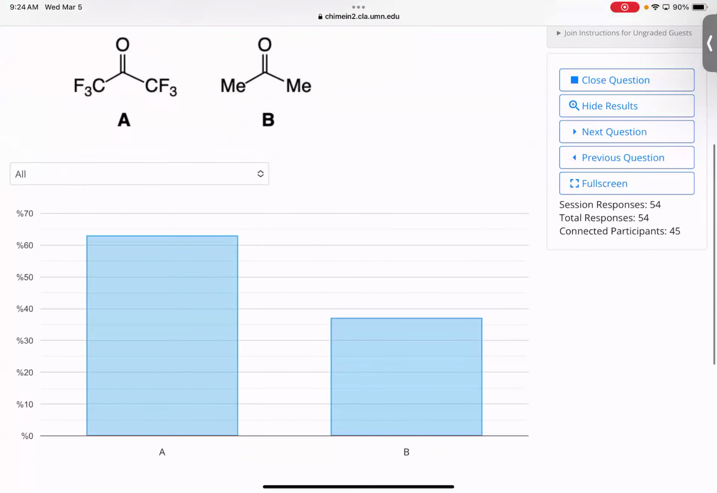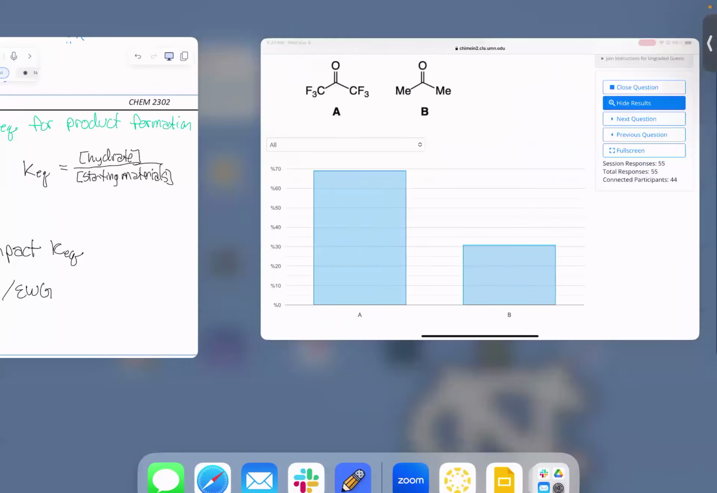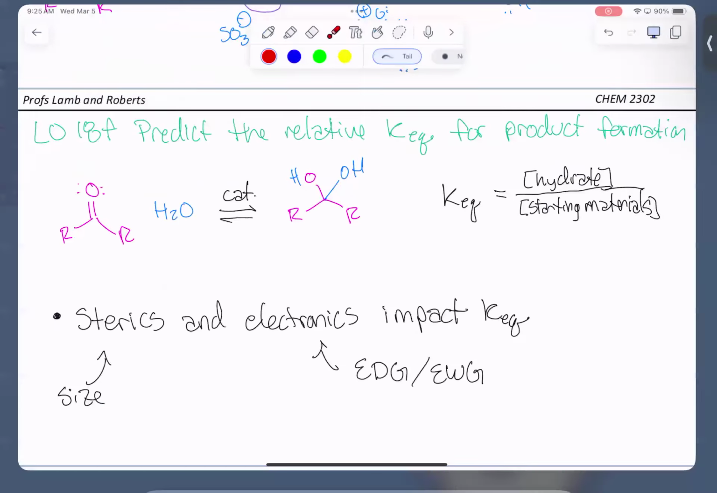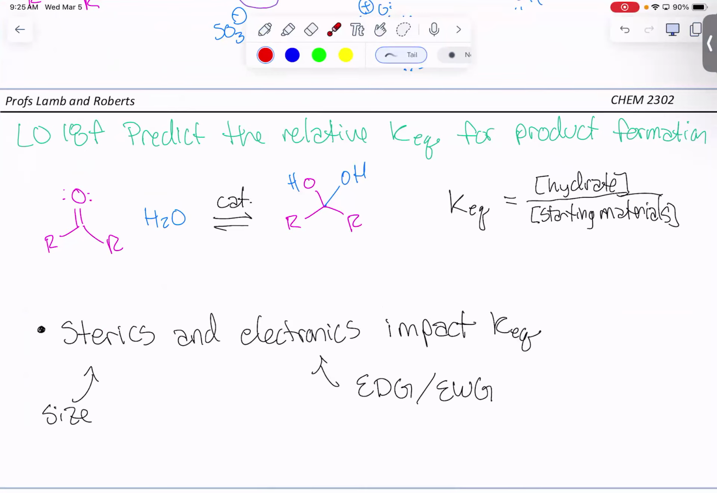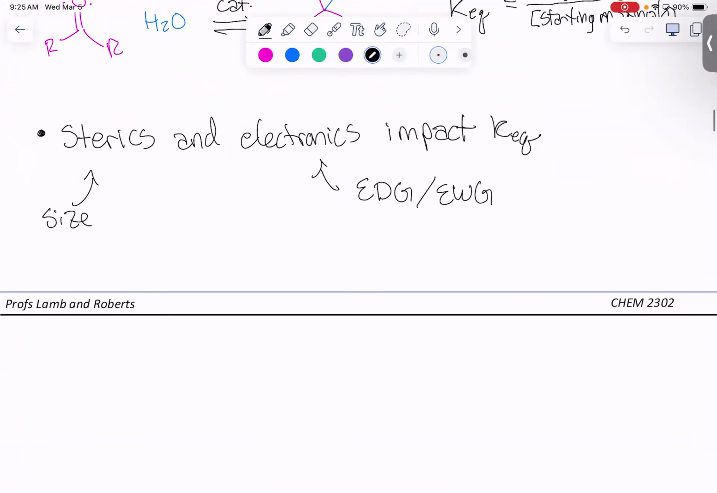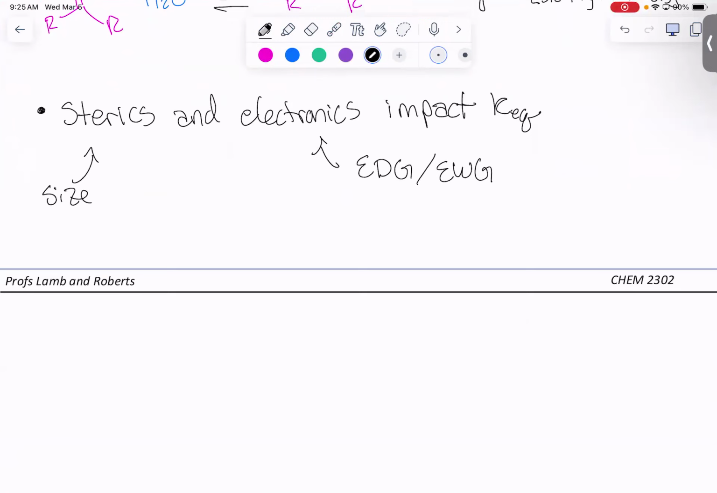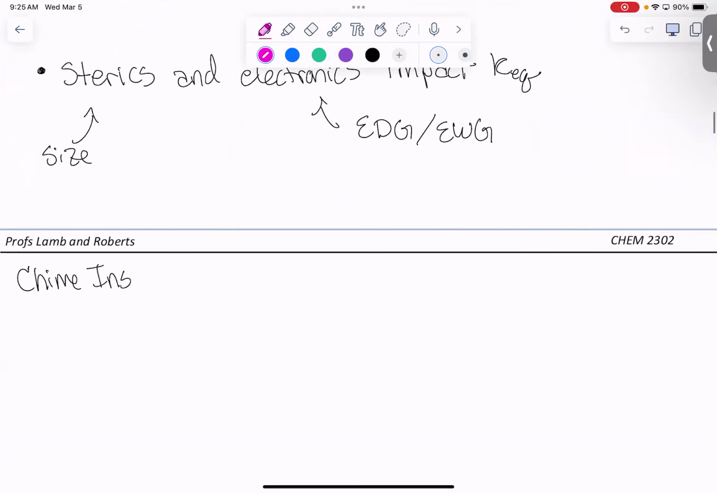Right, again, we kind of have some mixed answers here, and I understand why electronics is a little bit more challenging to think about. So I will go ahead and leave this open for a bit longer, and then we can go ahead and go through these chime-in questions. Okay, so we're thinking about sterics and electronics. So let's go through the answers here. All right, so we had the idea of our electrophiles.